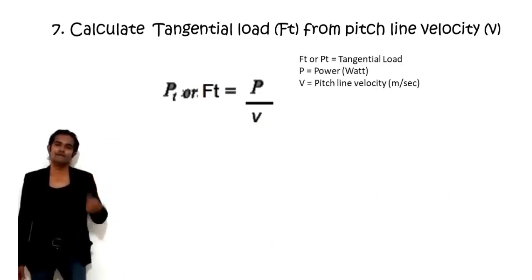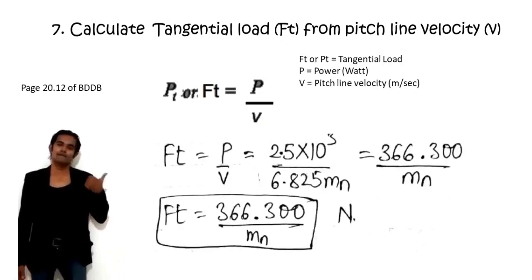Next, I'm going to get the tangential load as power upon velocity. Power is 2.5 into 10 raised to 3. Velocity I'm going to get as 6.825 normal module. So tangential load will be 366.300 upon normal module.